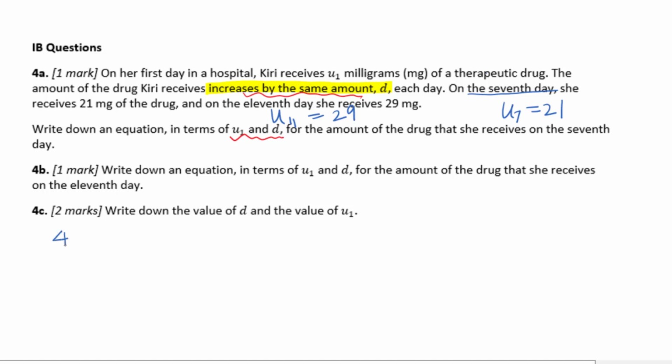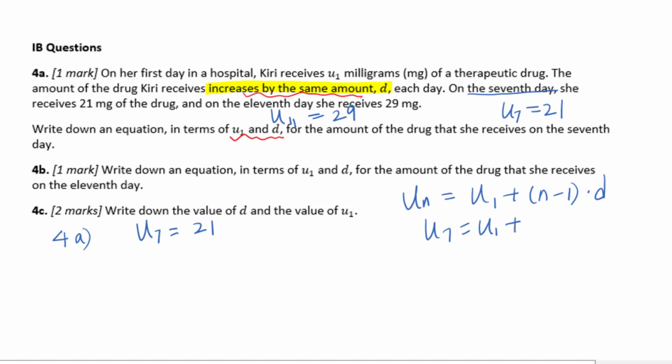So for 4A, we know u7 equals 21. The formula for arithmetic sequence: un equals u1 plus n minus 1 times d. Therefore, u7 equals u1 plus 6d. So we get u1 plus 6d equals 21.